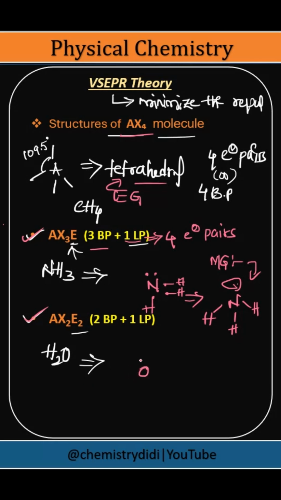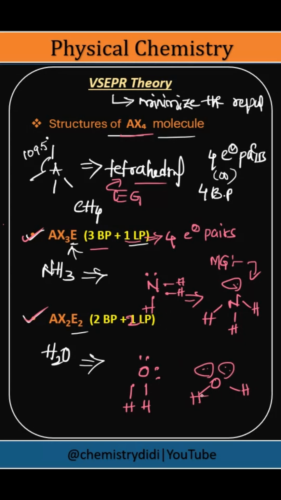And in the case of the water molecule, how can we draw water? Oxygen has 6 valence electrons, right? And there are 2 hydrogens, making 2 bonds. So how many bond pairs are there? 2 bond pairs. And how many lone pairs? Sorry, this is 2. So how many lone pairs are there? 2 lone pairs. So how can we draw the structure? It is somewhat like this.